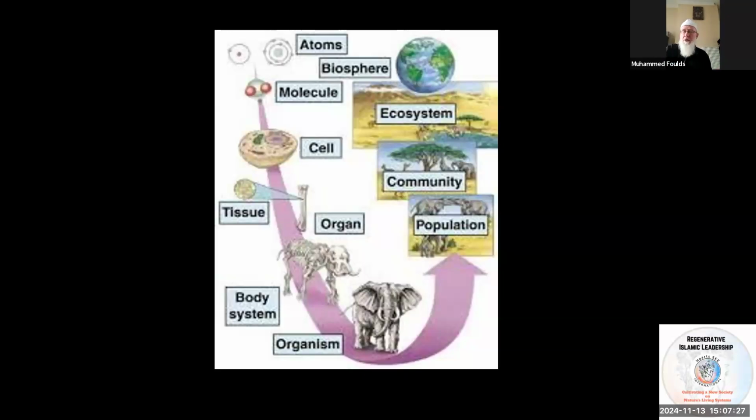It doesn't even start at atoms. But we could look at all of these separately, and without moving into the right brain hemisphere, which then connects them all. And that's very important in understanding and being able to read the language of nature. Because the atoms, the molecules, the cells, the tissues, the organ, the body system, the organization, the population, the community, the ecosystem, the biosphere, they're all connected.